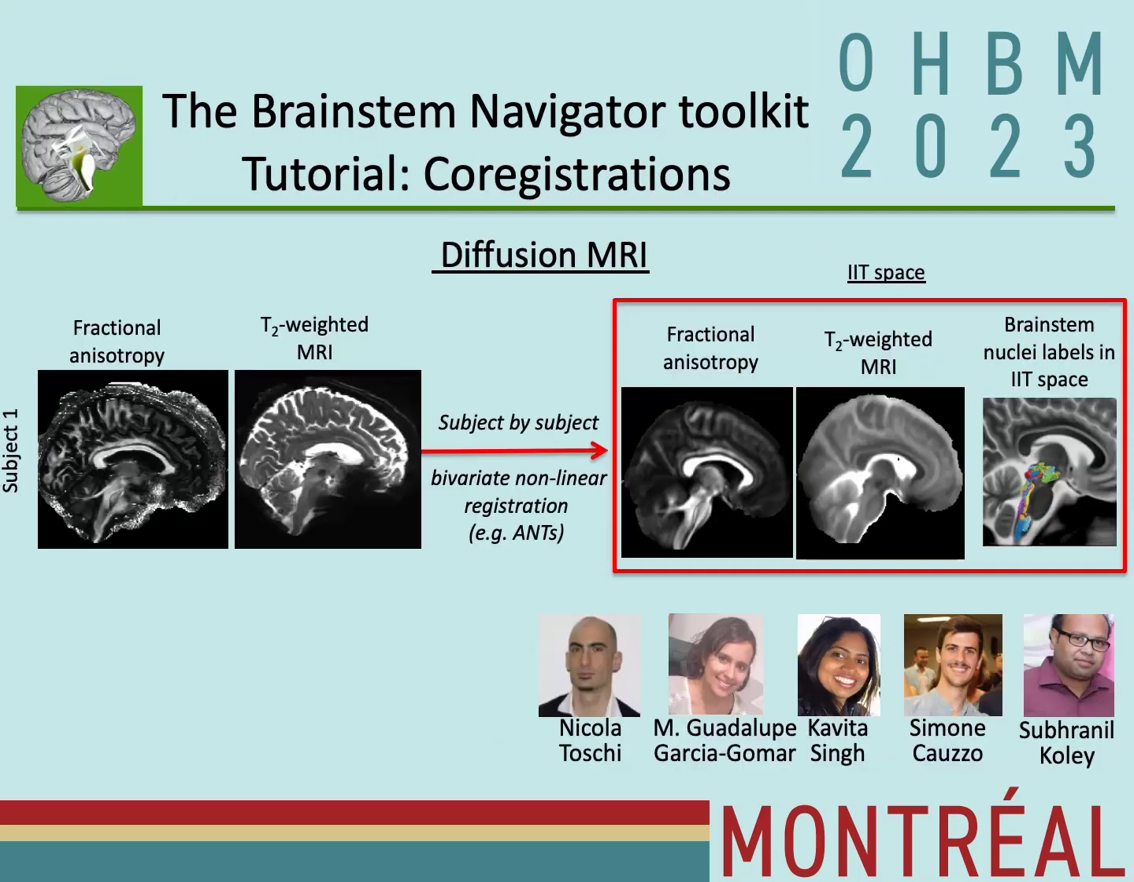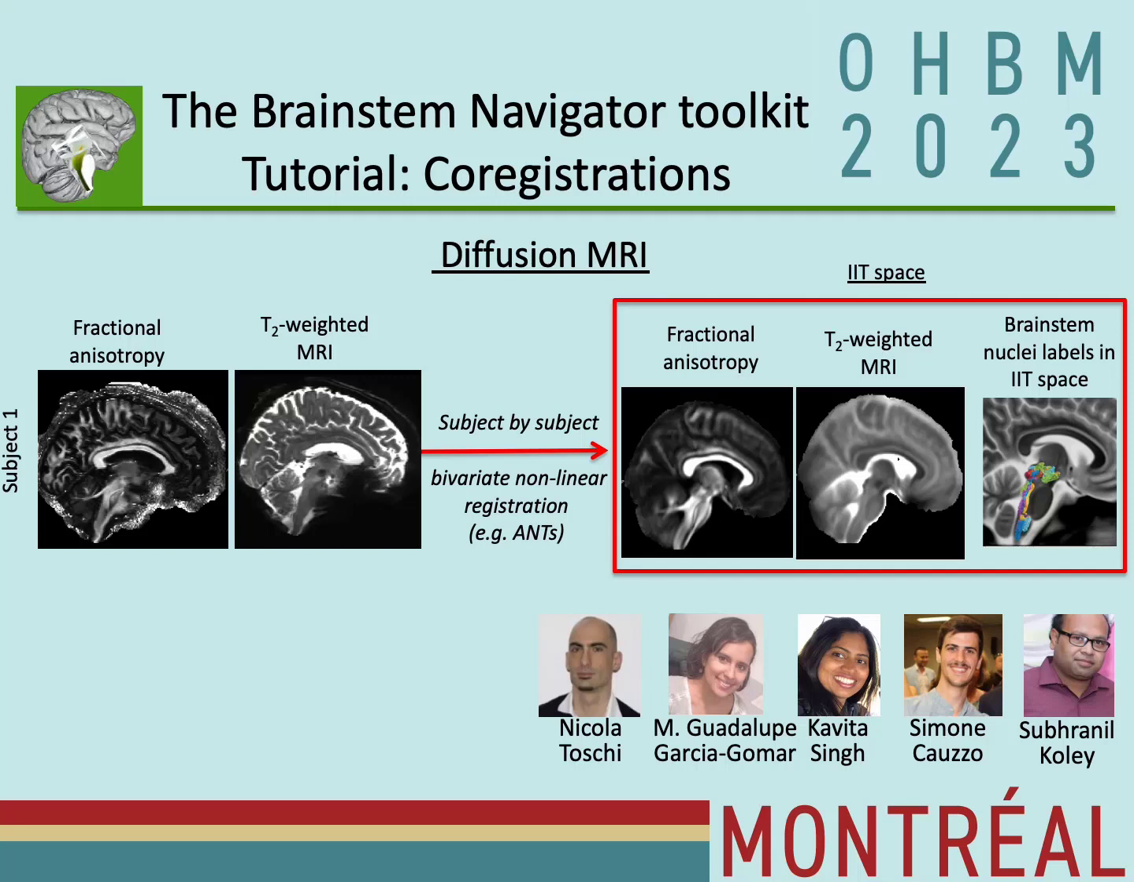To align users' diffusion data to the Brainstem Nuclei Atlas, we developed high-dimensional diffeomorphic bivariate nonlinear registrations of native fractional anisotropy and T2 weighted images to IIT templates. Note that the non-diffusion weighted B0 image can be used as a T2 weighted image. These routines were developed with my team and collaborators shown here.